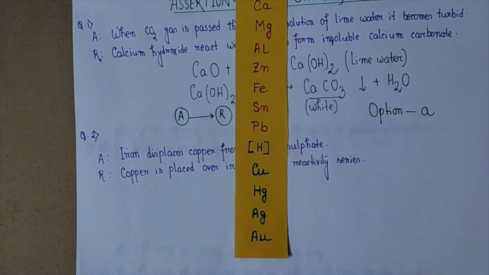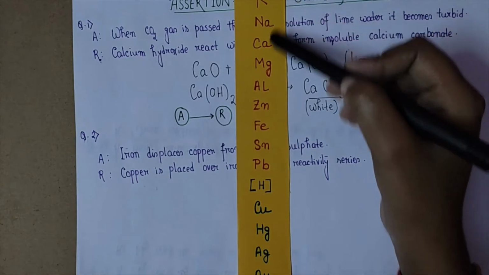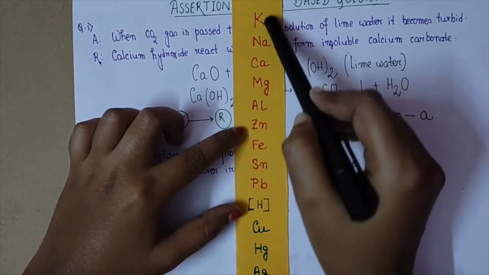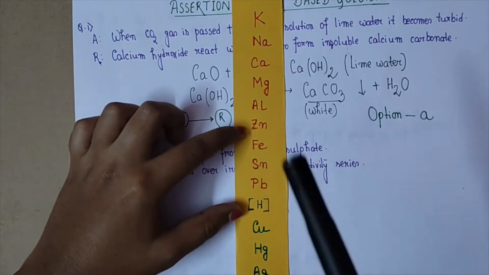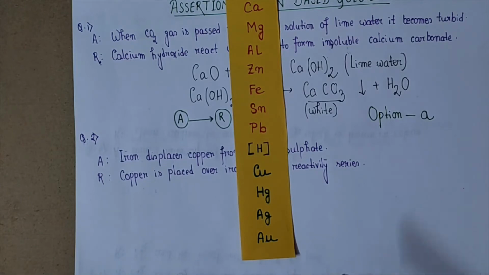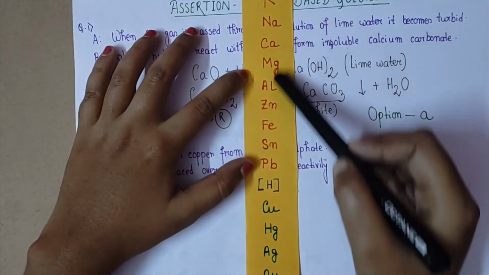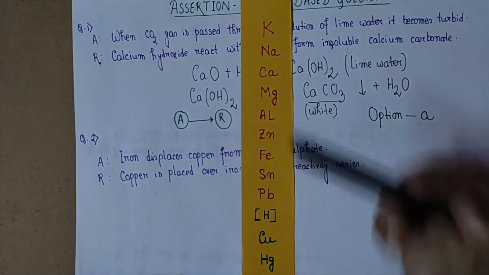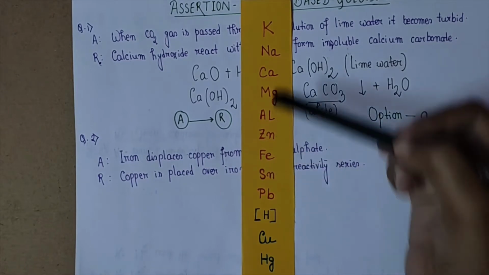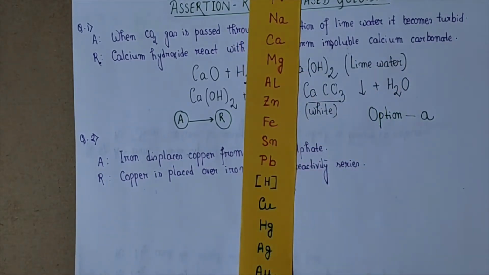So in a displacement reaction, the more reactive metals like potassium, sodium, calcium, magnesium can displace a less reactive metal from its salt solution. Okay, clear? A more reactive metal, that means the metals placed higher in the reactivity series, can displace the less reactive metals from their salt solution.